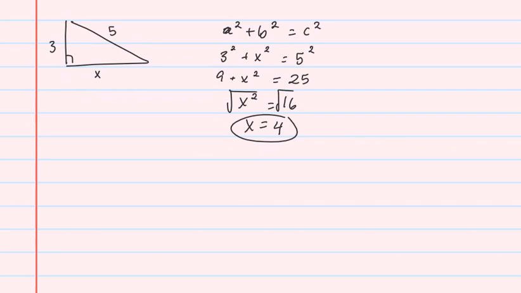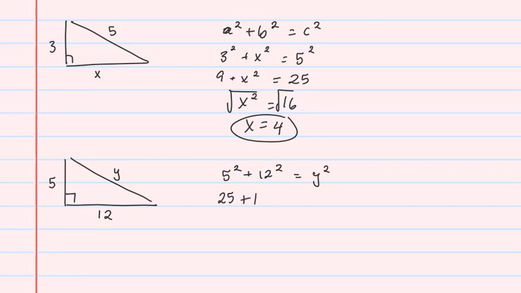In a similar fashion, if instead I'm missing my hypotenuse, I could say this leg is 5 and this leg is 12, and I want to find y. So 5 squared plus 12 squared equals y squared. 25 plus 144 equals y squared. 169 equals y squared. Then I need to take the square root, and y is equal to the square root of 169, or 13.